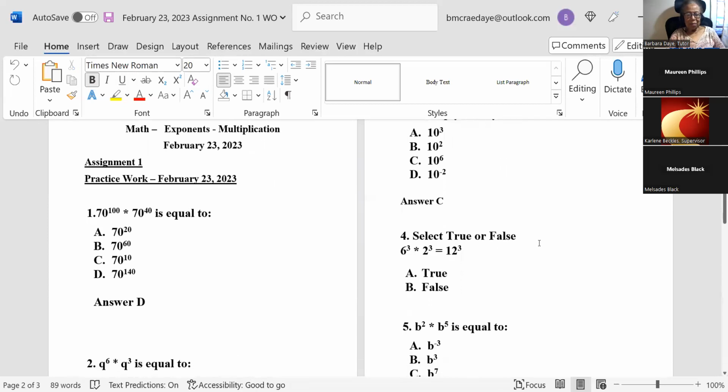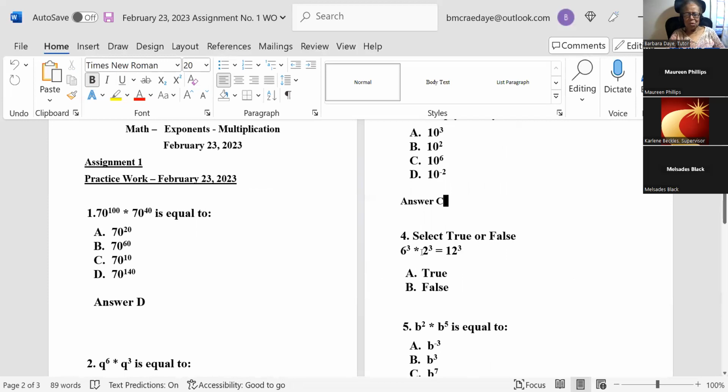Now, Mercedes, number 4, true or false? I say false. Why is it false? First you have two different bases, 6 to the third power times 2 to the third power. So you evaluate them and then you multiply. This does not show it that way. It just says multiply 2 times 6 is 12 to the third power.